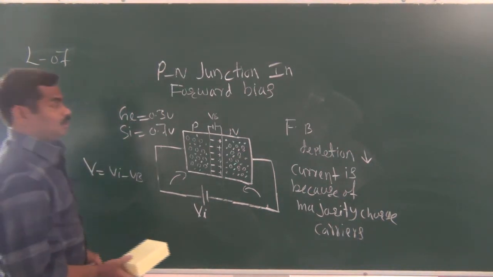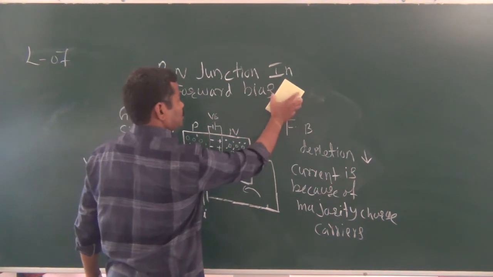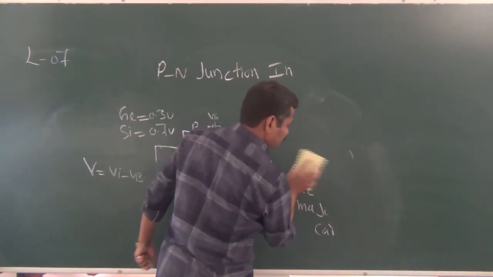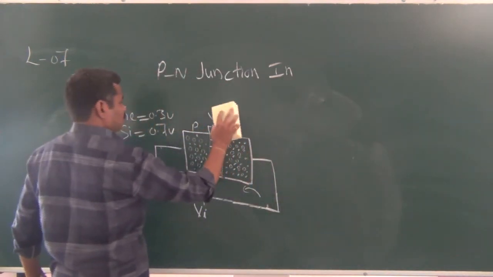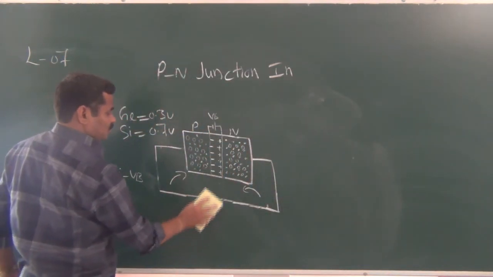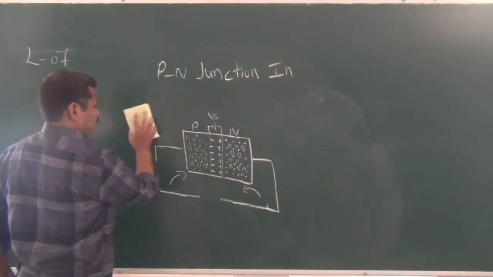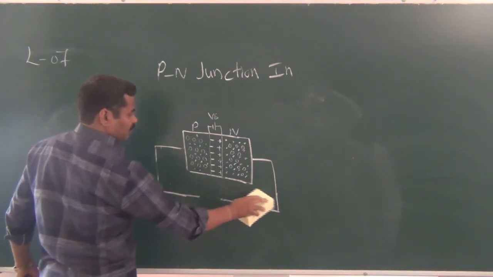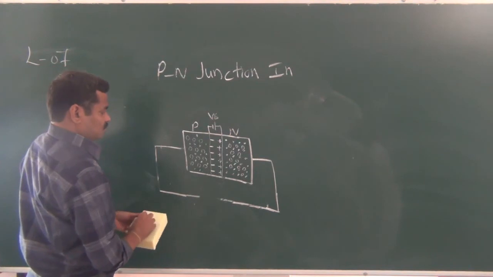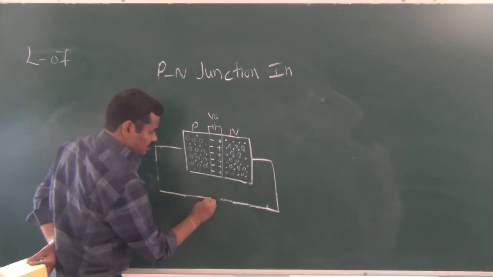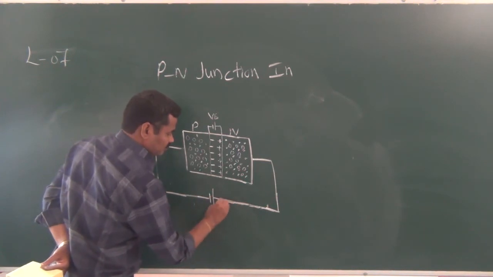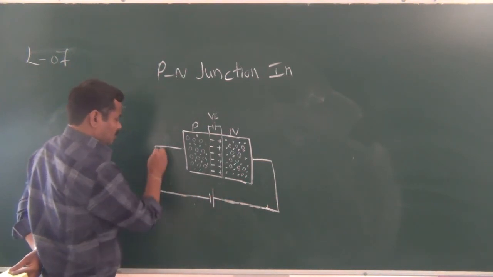Now we go for another one, that is reverse bias. What is the effect of reverse bias? You only change the polarity of the battery, and the remaining things stay as they are. Here you take negative and positive. Now we are going for the reverse bias.